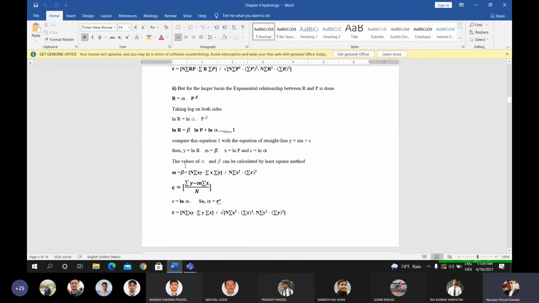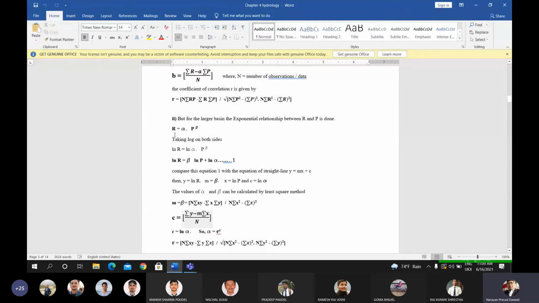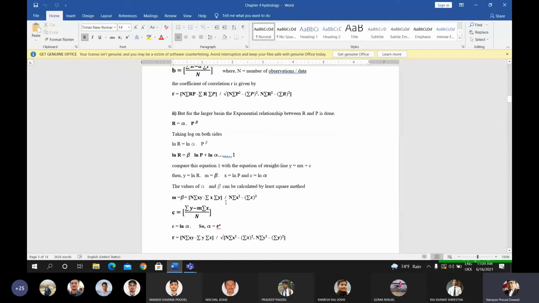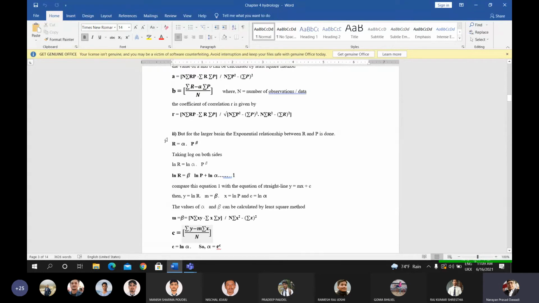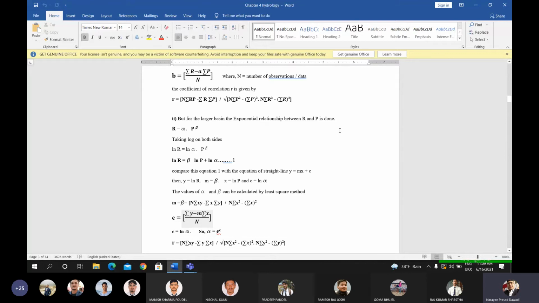After getting the value of alpha and beta, the equation will be R equals alpha times P power beta. The values of alpha and beta are calculated from here. If you know the value of P, the R can be estimated. If you know the value of R, P can be estimated using this exponential equation for finding the relationship between the R and resulting precipitation P. In this way we can establish the correlation between the rainfall and the runoff. This is for the larger basin, the area having more than 500 square kilometer.